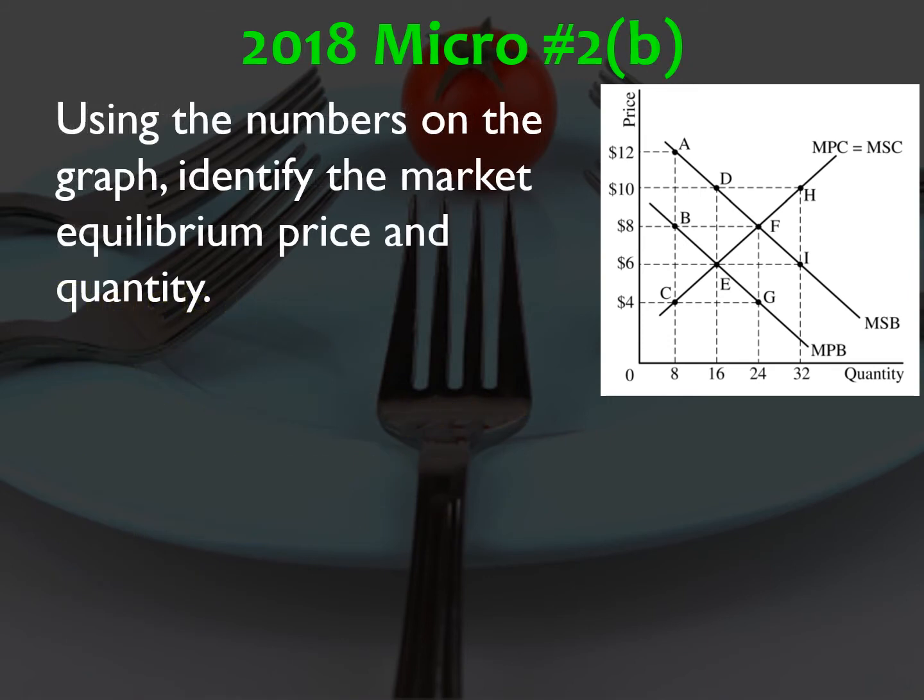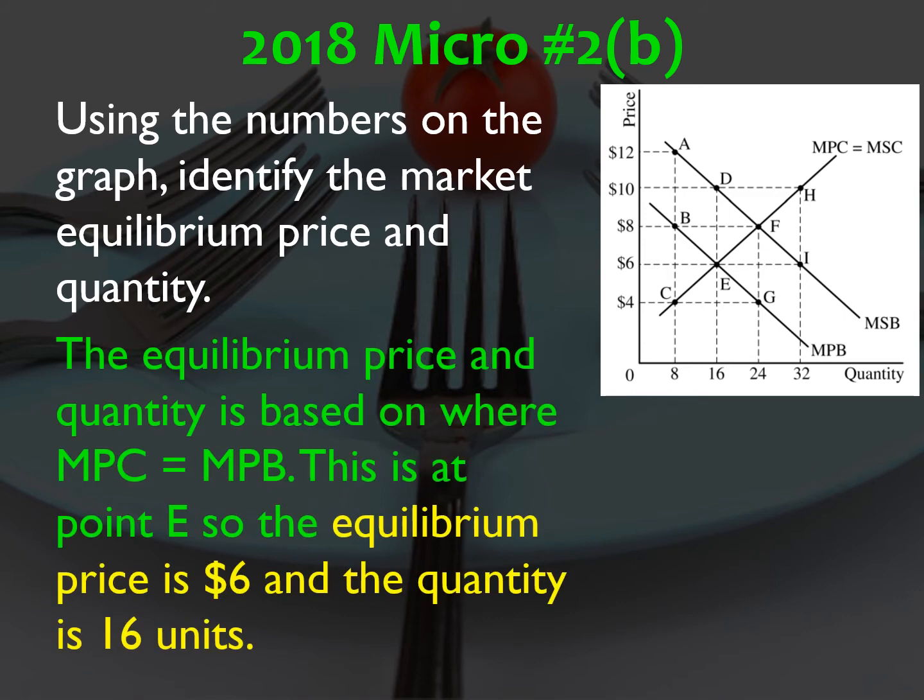B, using the numbers on the graph, identify the market equilibrium price and quantity. So the market equilibrium price is where marginal private cost intersects marginal private benefit. That's at point E. So at point E, the equilibrium price is $6 and the equilibrium quantity is 16 units.